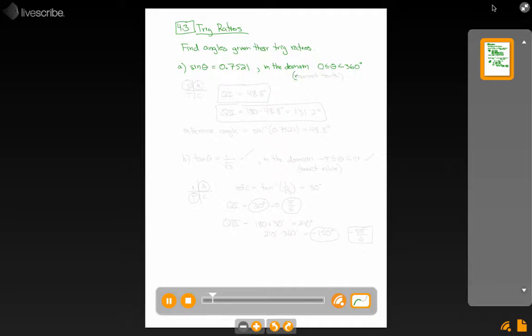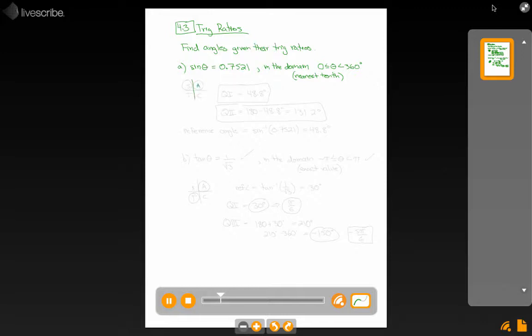We'd be told in the question probably to round this to the nearest tenth of a degree or something to that effect. I know it's in degrees because the domain given is from 0 to 360 degrees. So whatever answer or answers I get will be in degrees.